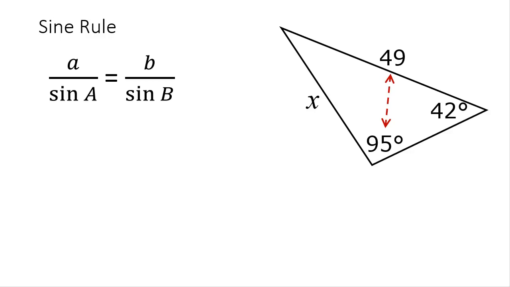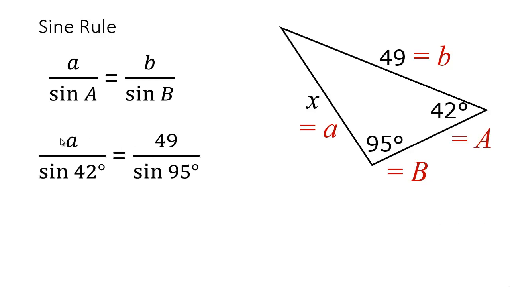Next, do we want to find a side or an angle? In this case, once again we're finding a side, so we call that A, and the opposite angle is A, and the other side and angle are B. Now that we've labelled it correctly, we stick those values into the sine rule as shown. Our side A is our unknown, its opposite 42 degrees. Our side B is 49, its opposite 95 degrees.